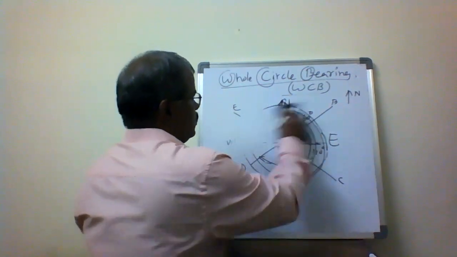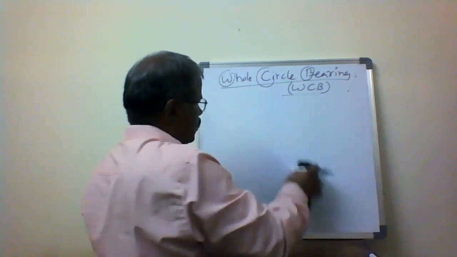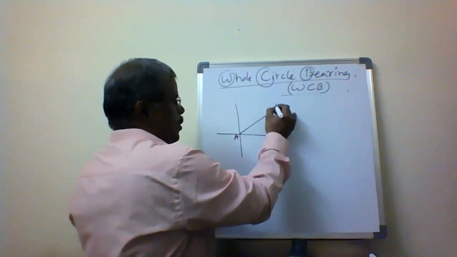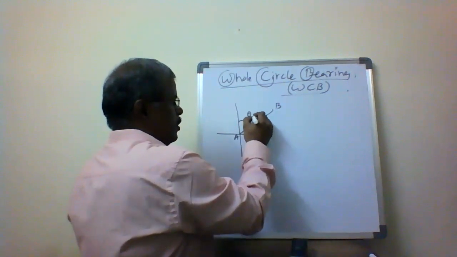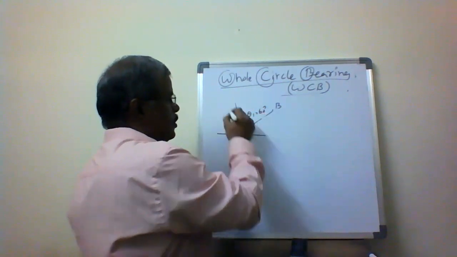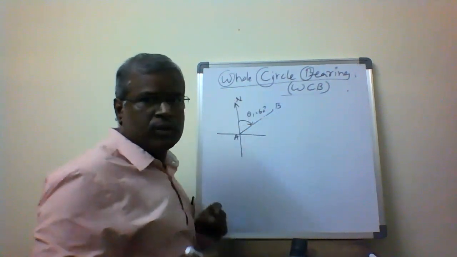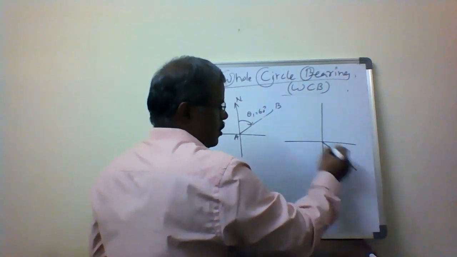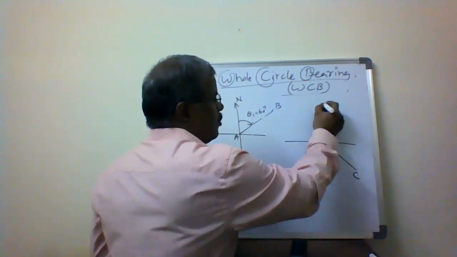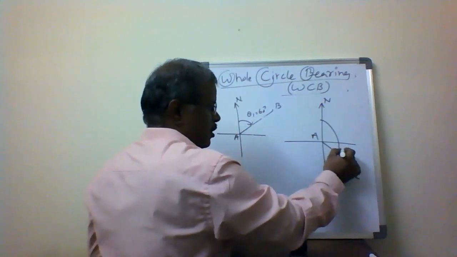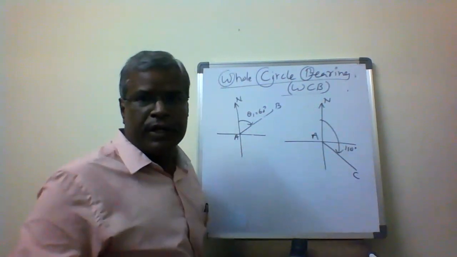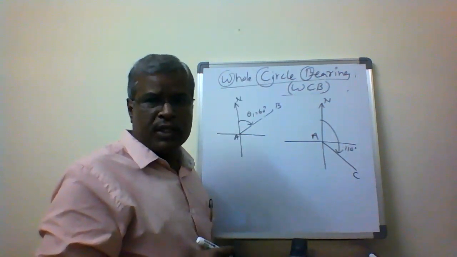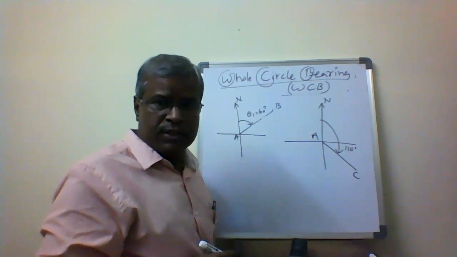So first I am going to be measuring. This is the first point, A to B, theta 1 equals 60 degrees. This is my north point. So this is the 60 degrees, A to B. Similarly, for line A to C, this is my north direction. This is 110 degrees. From magnetic north, I measure the line A to C. So my bearing is 110 degrees.